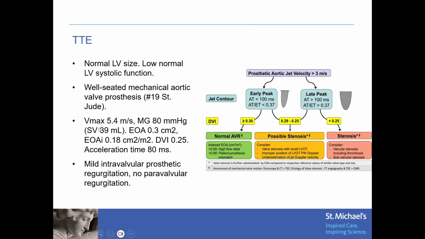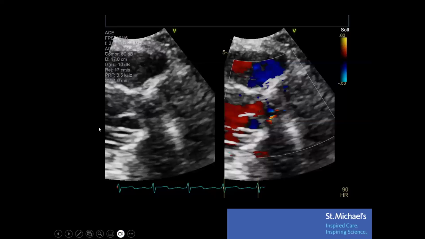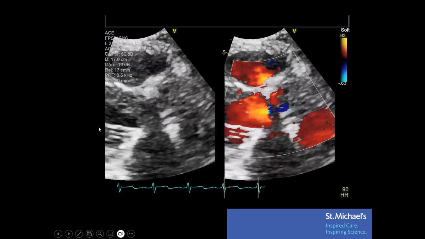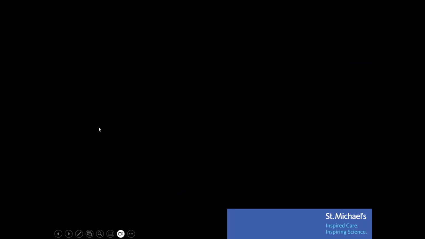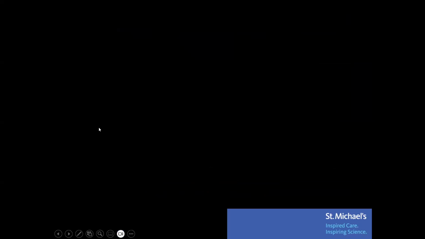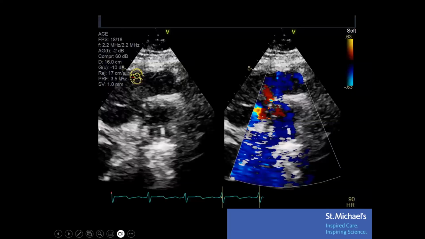So you just have to wonder, okay, could there be something going on? Of course, the patient went on to have a TEE just to see if we're missing anything. Let's see if this one works. This one works a little bit better. Either way, it's a little bit longer of a clip. So you can see here, it's a bit difficult to appreciate.